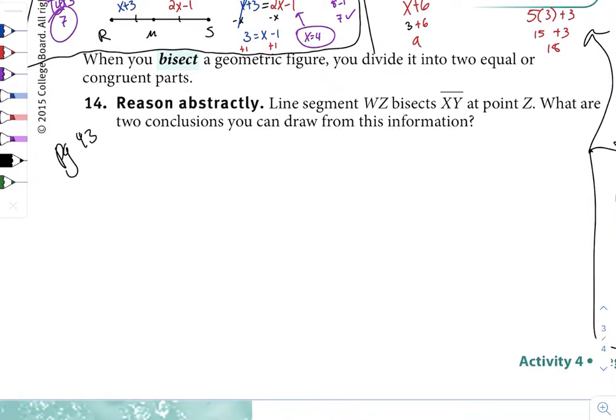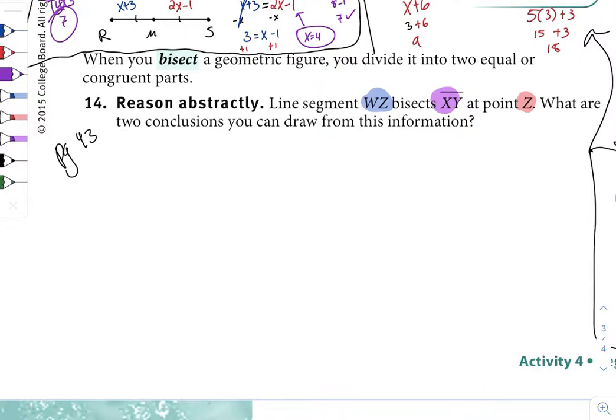So when you bisect a geometric figure, you divide it into two equal or congruent parts. Okay, so to bisect something means you basically cut it in half. Line segment WZ bisects XY at point Z. Okay, so let's draw this out.